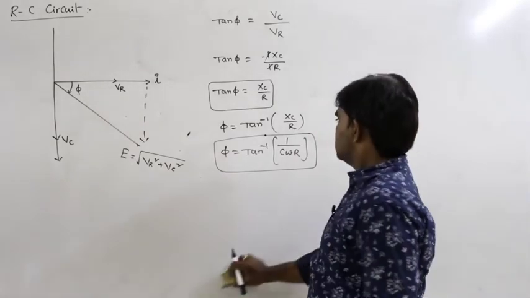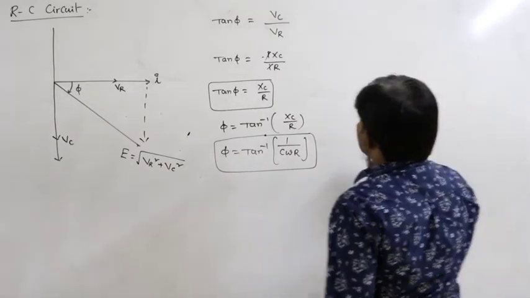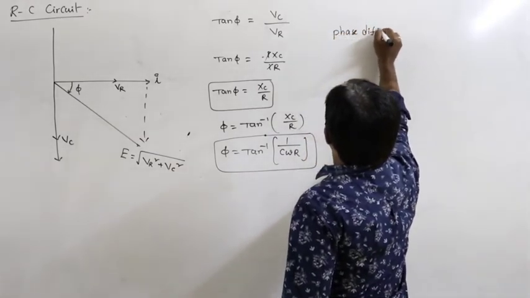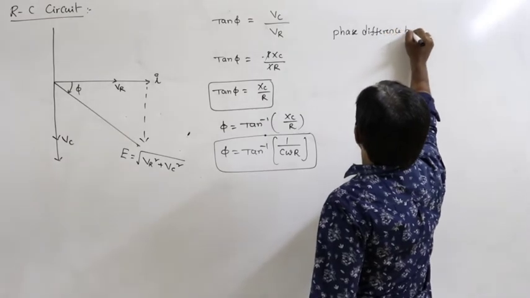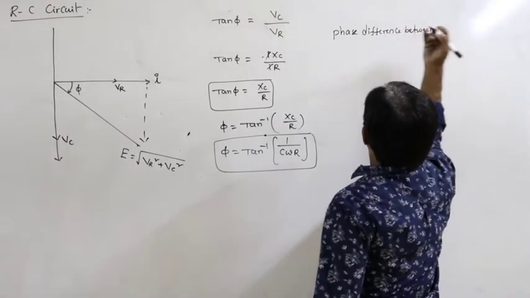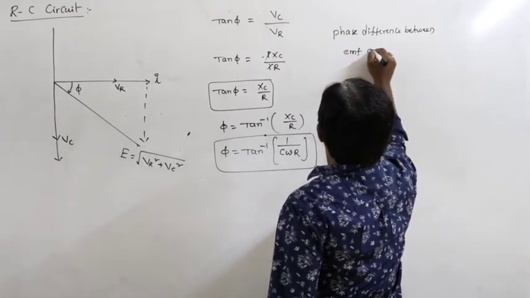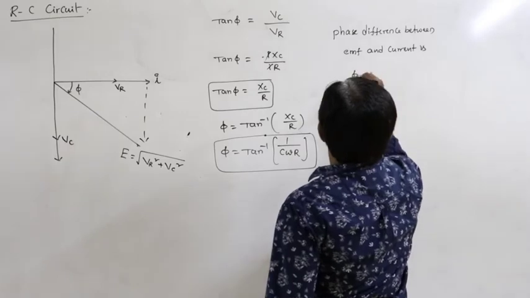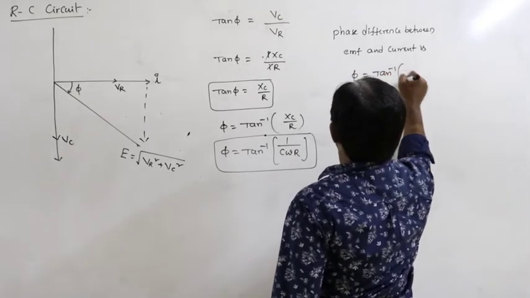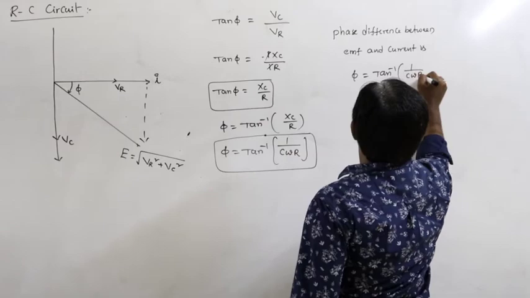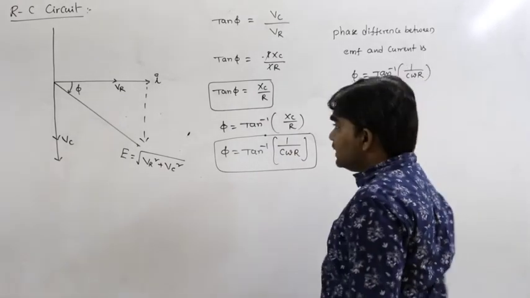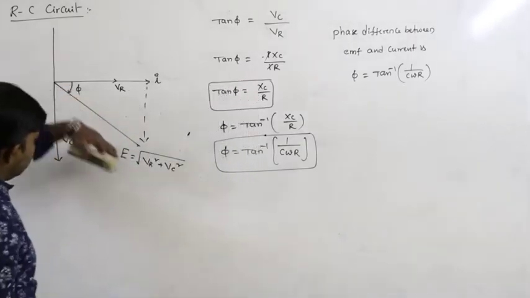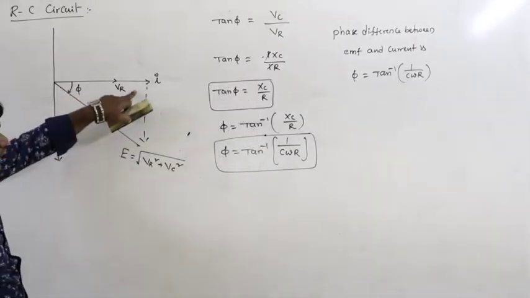So next, that is the phase difference. From this we can write the phase difference between EMF and current is phi equal to tan inverse 1 by C omega R. Which one leads here? This is the current and this is the net EMF. Definitely, current leads.